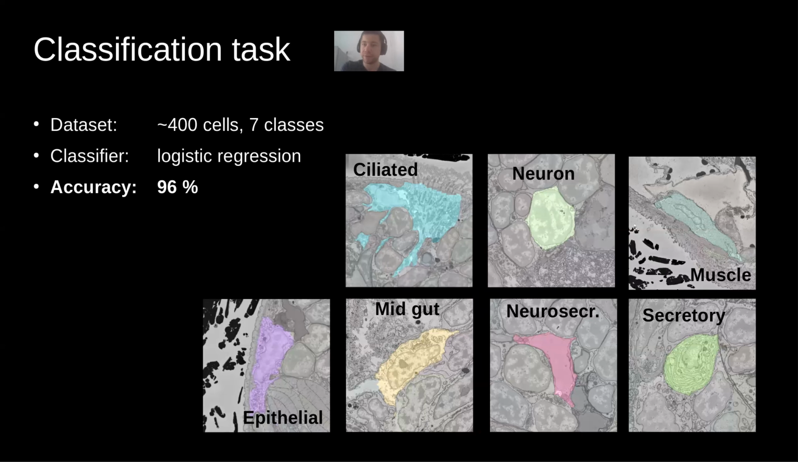So the first one was a classification task. And here we labeled approximately 400 cells in the animal. We grouped them into 7 different classes. We have ciliated cells in there, which the animal used to swim, with neurons, muscle cells, secretory, neurosecretory, midgut, and epithelial cells. We then computed for each of these cells its morpho feature representation, and trained a logistic regression model with cross-validation on it. And then we assessed the accuracy, which is 96% and actually pretty good.